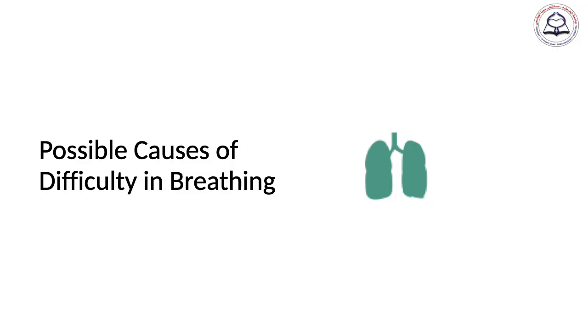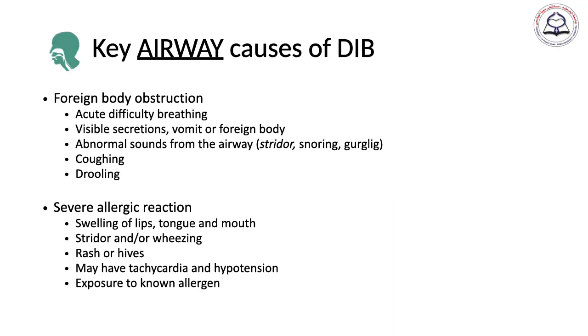After we do the primary survey, sample history, and then we go to secondary survey, then we want to put the sign and the information together to highlight possible causes of difficulty in breathing. Presence of foreign body leading to airway obstruction usually presents with acute difficulty in breathing, visible secretion, vomit, or foreign body. Abnormal sounds: you can hear stridor, snoring, gargling.